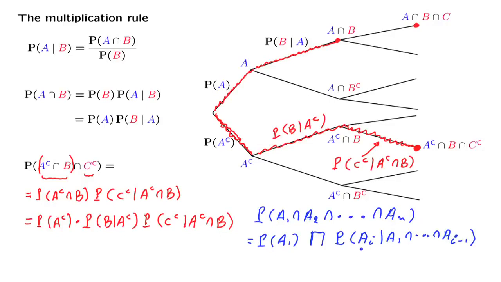And we obtain a term of this kind for every event Ai after the first one, so this product ranges from 2 up to n. And this is the most general version of the multiplication rule and allows you to calculate the probability of several events happening by multiplying probabilities and conditional probabilities.